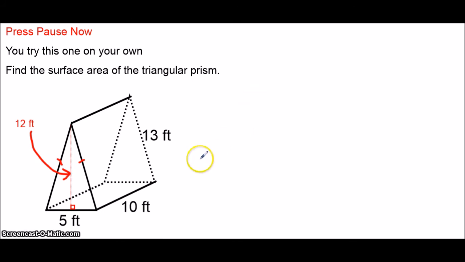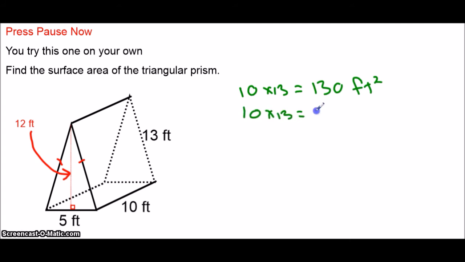So first we're going to find the surface area of this rectangle right here, which will be the same as the back one. As you can see, I drew in these symbols indicating that this side of the triangle and this side of the triangle are the same. This is an isosceles triangle on the end. So this side here is 10 by 13, which would be 130 square feet. The other side back here that you can't really see would be 10 by 13 as well, so another 130 square feet.